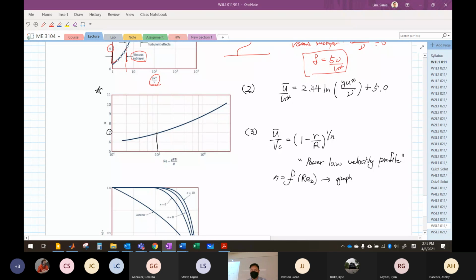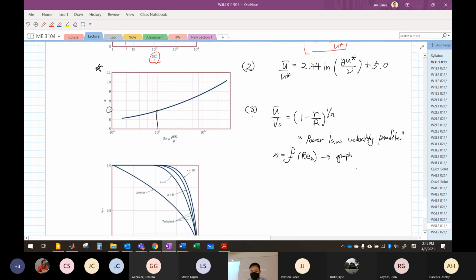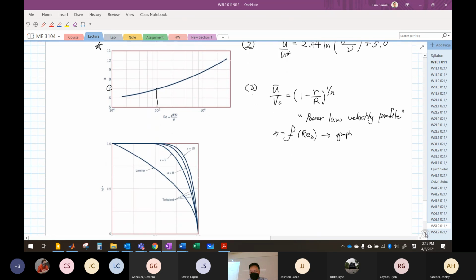Of course, this is a function of R. You may have to integrate this one to find the average velocity value, actually using the flow rate. So you're going to look at these applications in the example problems.